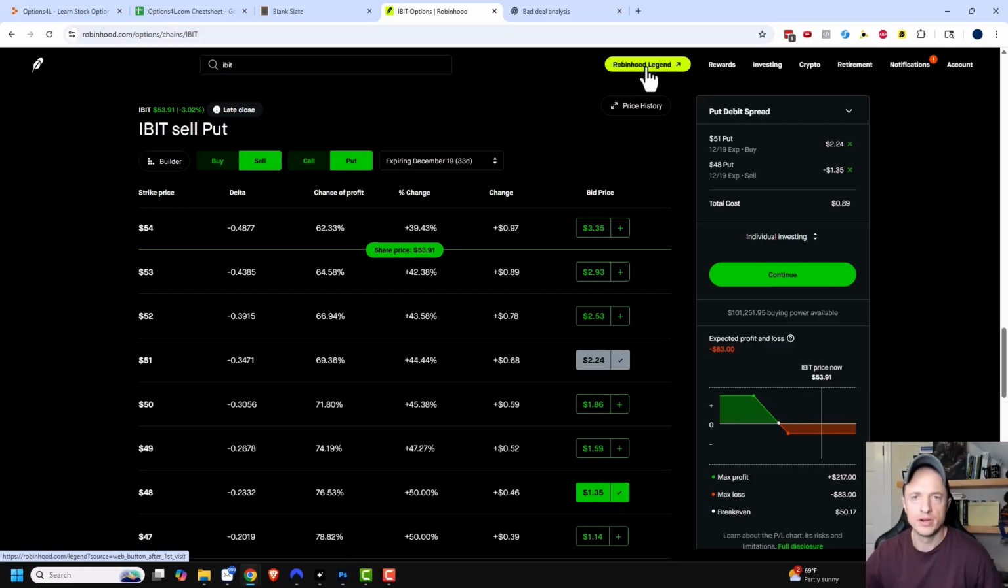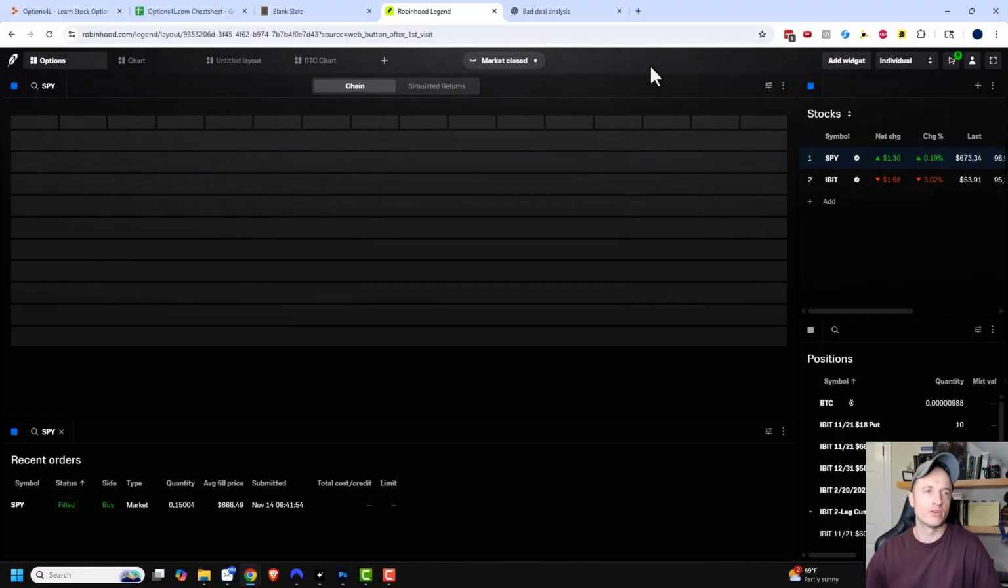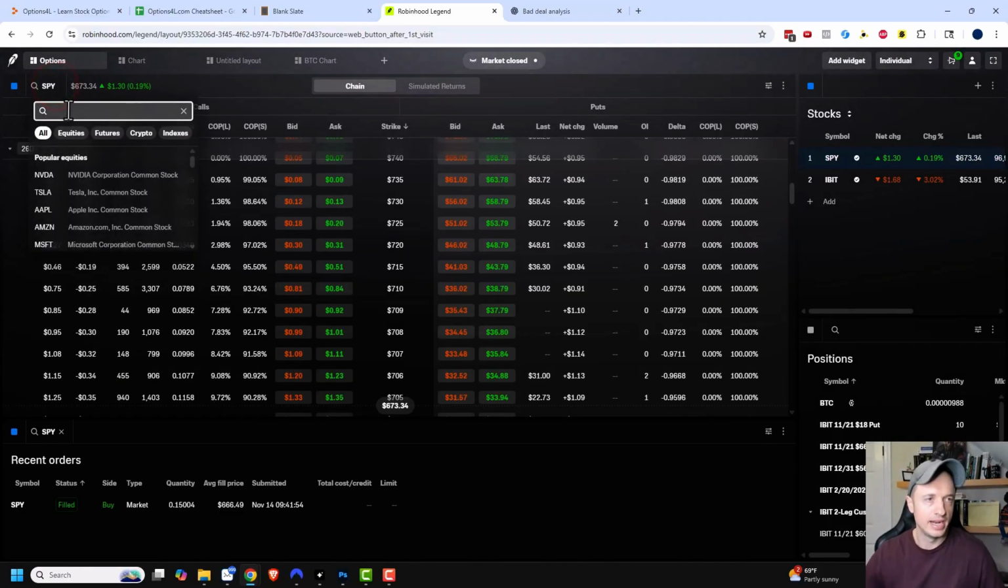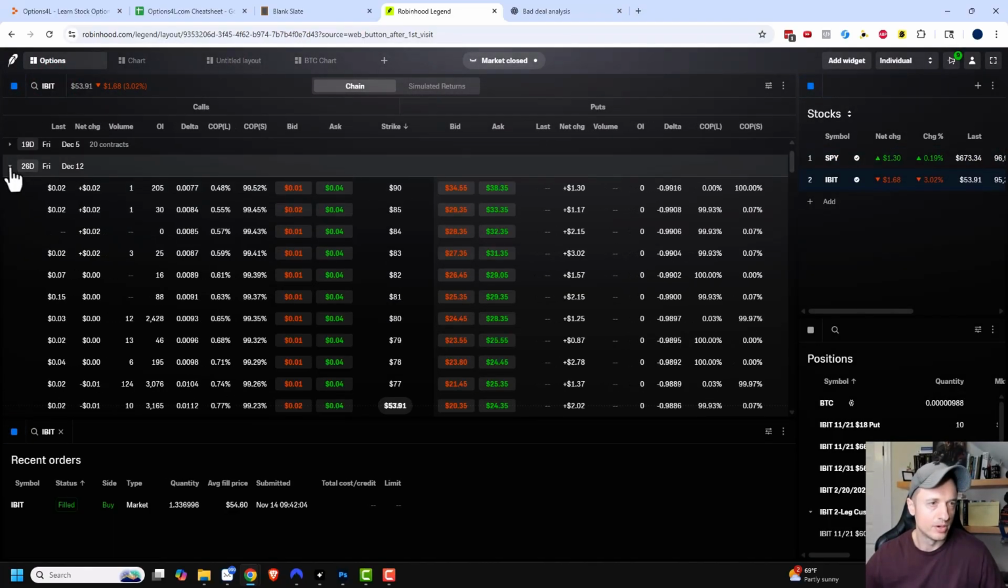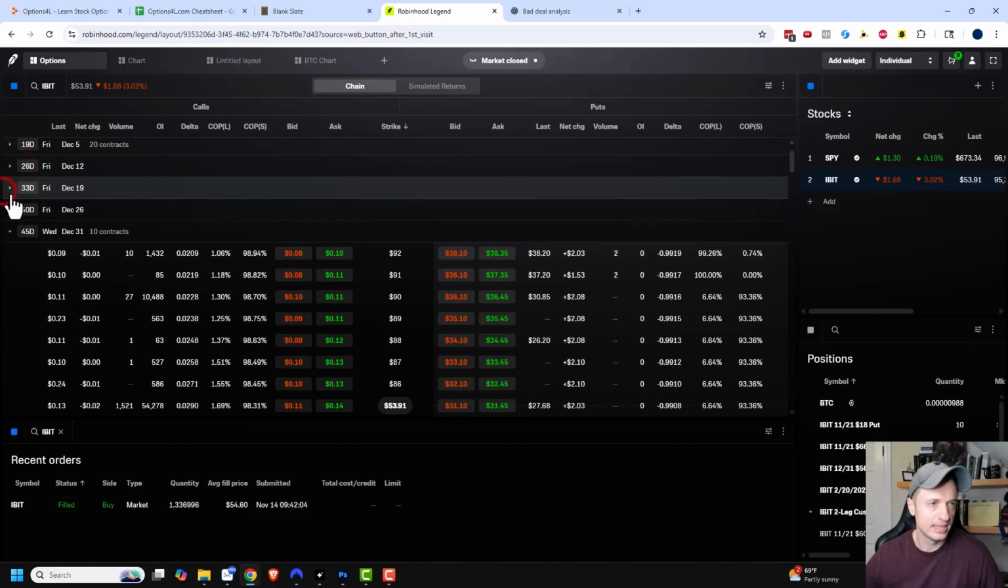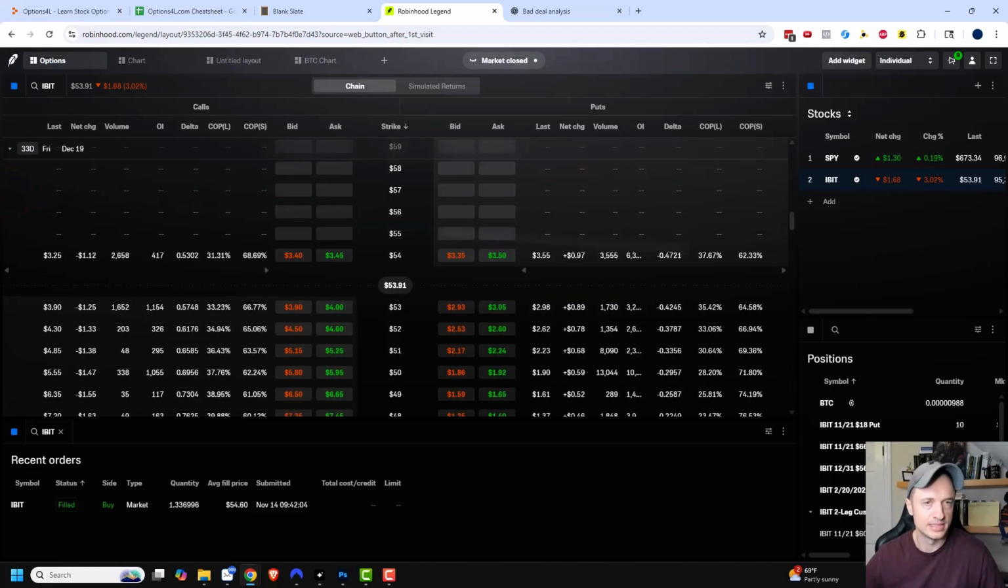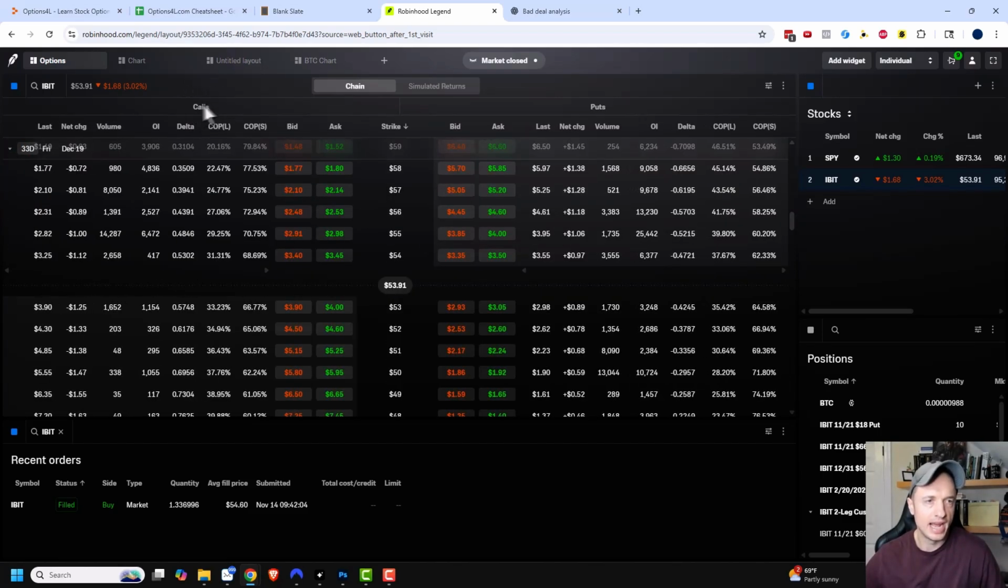Now let's hop over to Robinhood Legend, and I'll show you how to set up these trades over here. And this will be a pretty quick segment. All right, so let's go ahead and switch to our IBIT ticker symbol, and we wanted to go to December 19th right here. So we'll open up that options chain. All right, so we're on the call side right now. So we'll do our call debit spread.